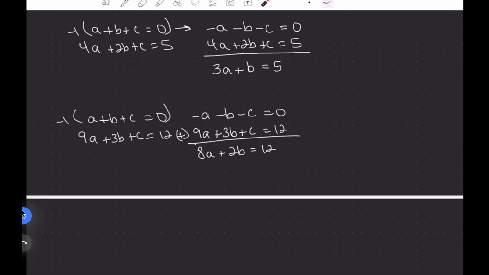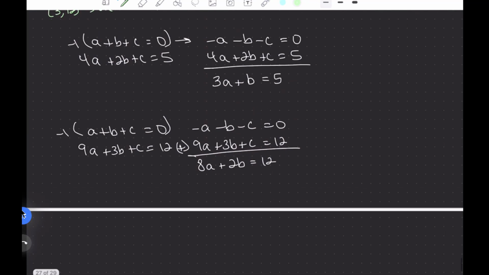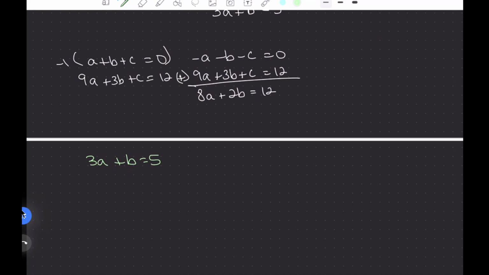So now we have 2 new equations. And those 2 equations don't have a C in there. So we're getting down, right? We just keep eliminating. We eliminated 1, so now we got to eliminate 1 more. So I'm going to rewrite those 2 equations down here. There's way too many steps. So what do I got? 3A plus B equals 5. And then we had 8A plus 2B equals 12.